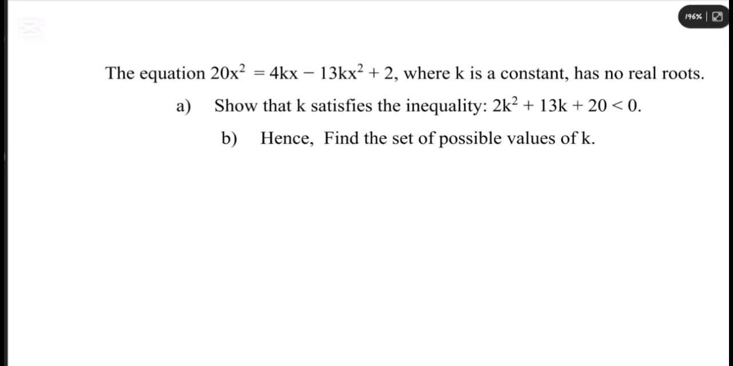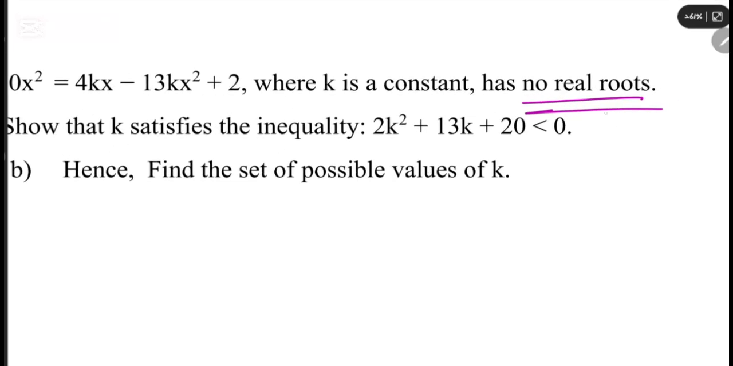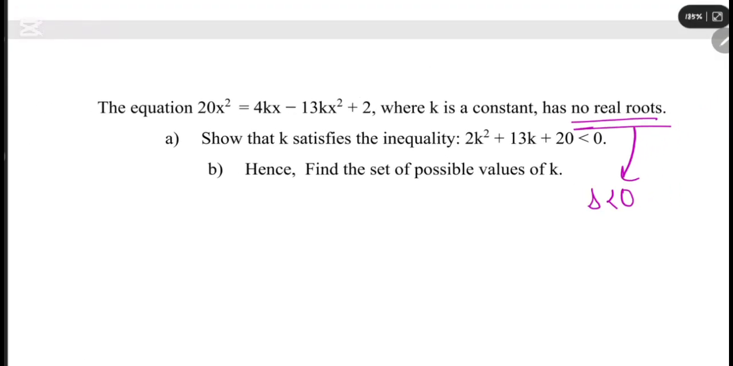Now, the equation 2x squared equals 4kx minus 13kx squared plus 2, where k is a constant, has no real roots. Show that k satisfies the inequality. Okay. No real roots. Immediate buzzword. Discriminant is smaller than 0. Alright. Now you come in.